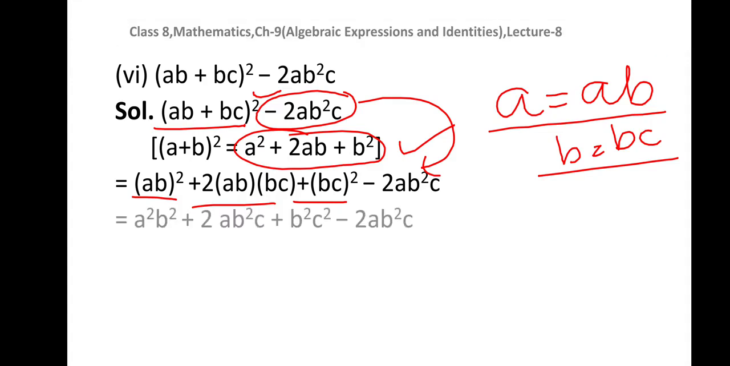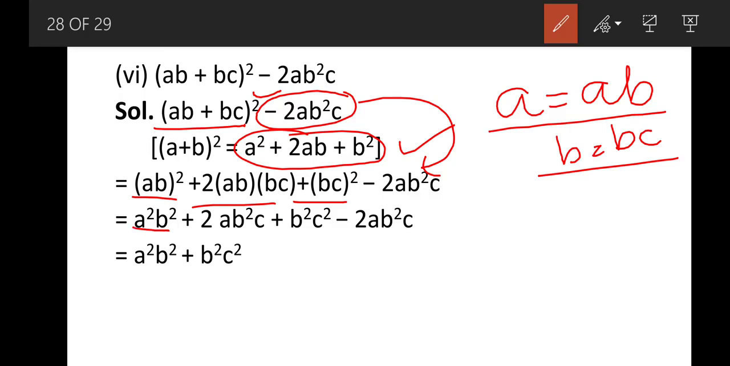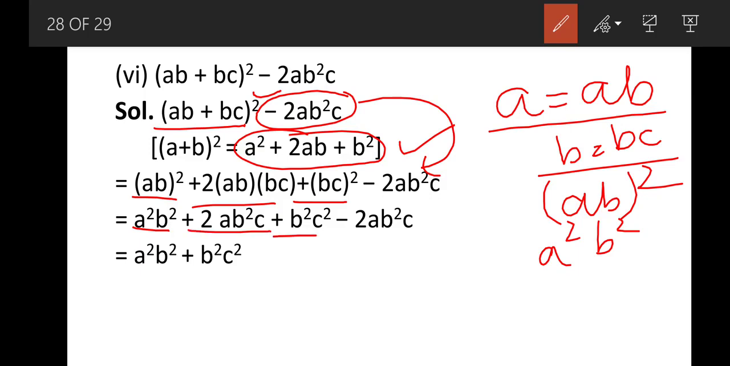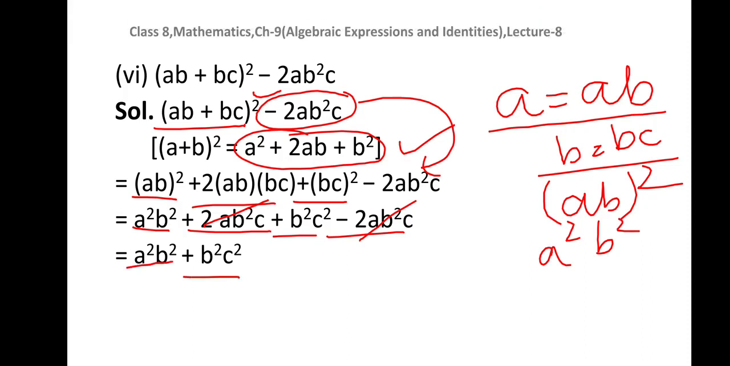Now after solving, you will be getting a square b square, because ab square is equal to a square as well as b square. You are supposed to square a as well as square b. So it will be a square b square plus 2ab square c plus b square c square minus 2ab square c. And these two are like terms and of opposite signs, so they get cancelled out. You are left with a square b square plus b square c square, and this will be your answer.